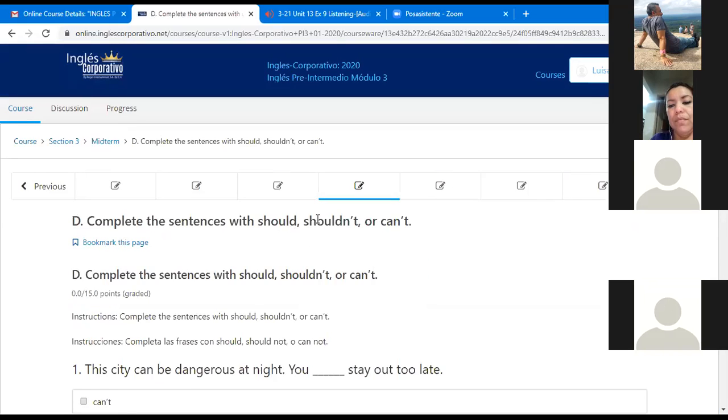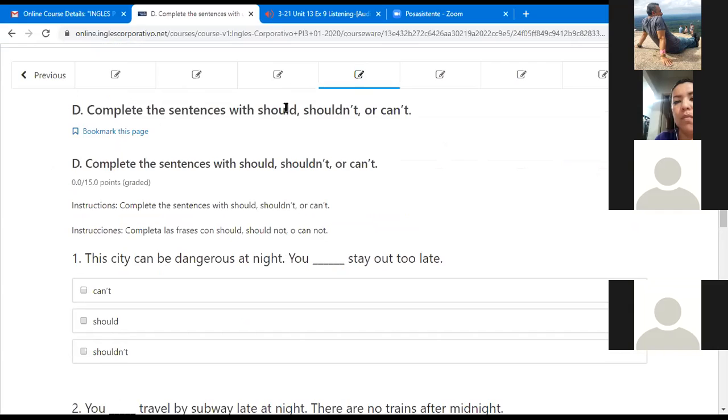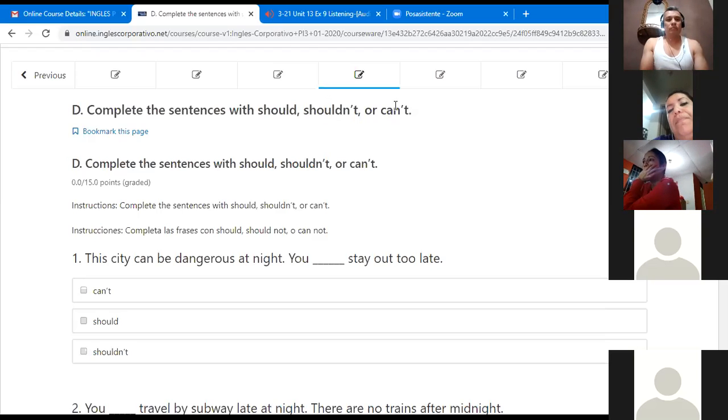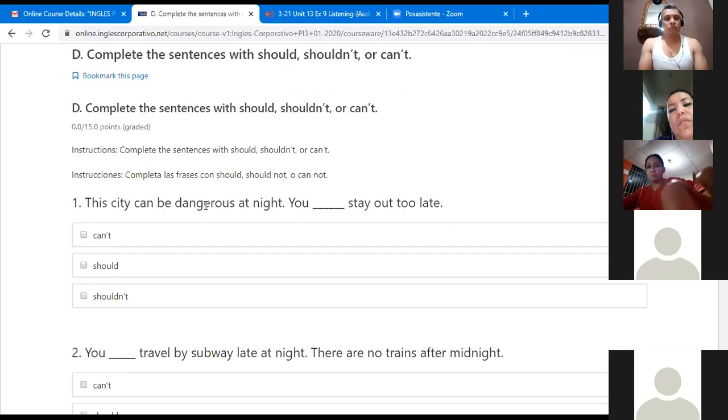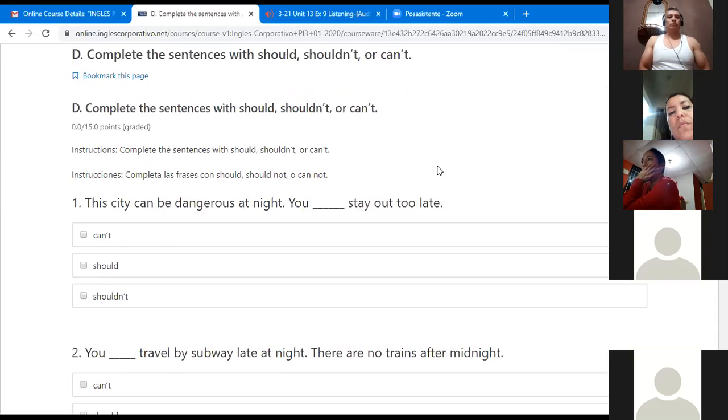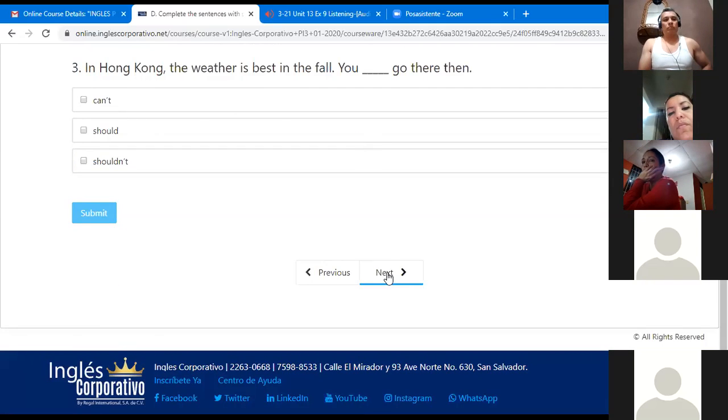Then complete the sentences with should, shouldn't, or can. Remember that should, what is should? It's a suggestion, an advice, something that you have to do in positive. Shouldn't is an advice of something that you shouldn't do. And then you have can't, things that you cannot do, for some reason. This city can be dangerous at night, so it's better to use you can't, right? You can't. Good.